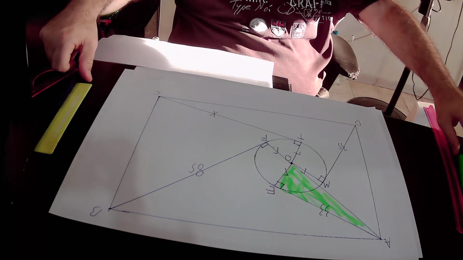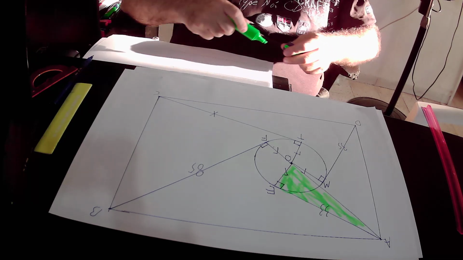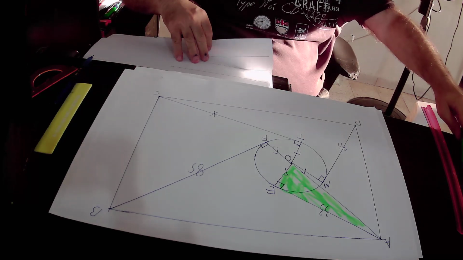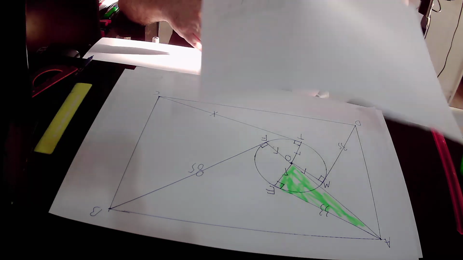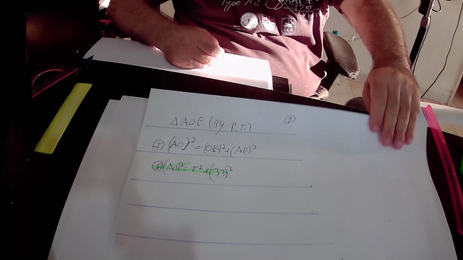So in conclusion, according to the question number 1, I found out that AO square equals R square plus 33 square.